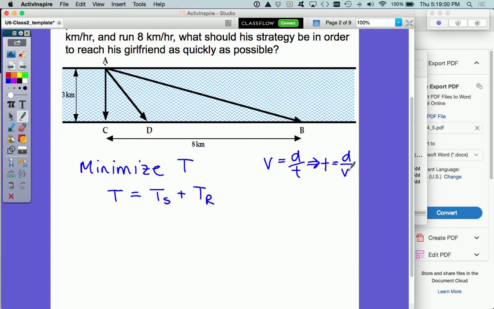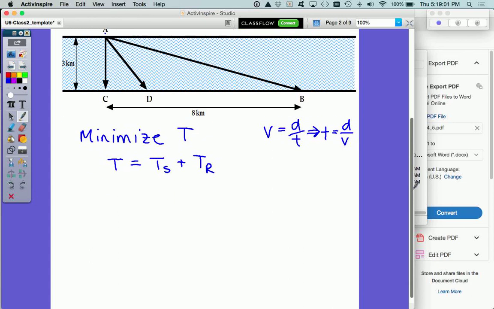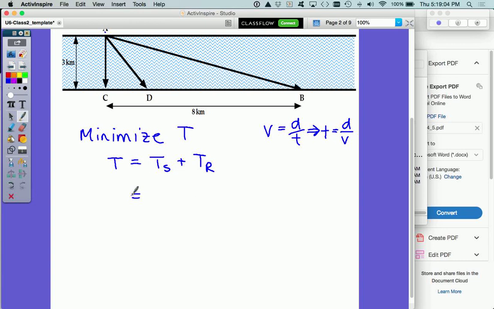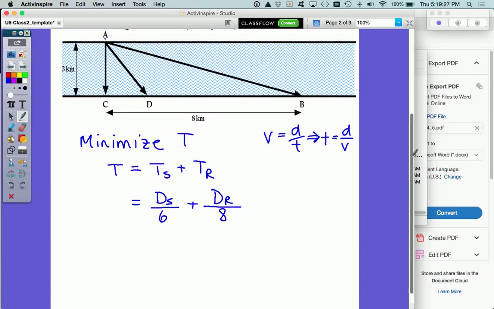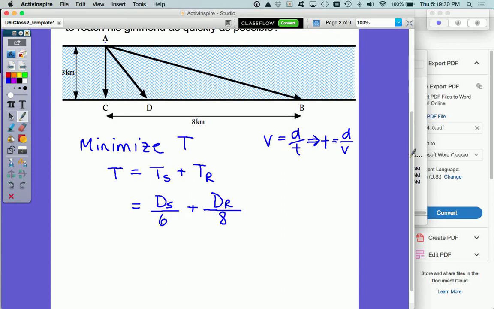And so I could rewrite my equation a little bit better, and I could say that his total time would be his distance swimming divided by his speed swimming, and his speed swimming we know. His speed swimming is 6. Plus his distance running divided by his speed running, and we know that his speed running is 8. So that's a little better, not much. We've still got two unknowns, but at least they're better unknowns. They're unknowns that seem to somehow relate to the diagram we've got up here.